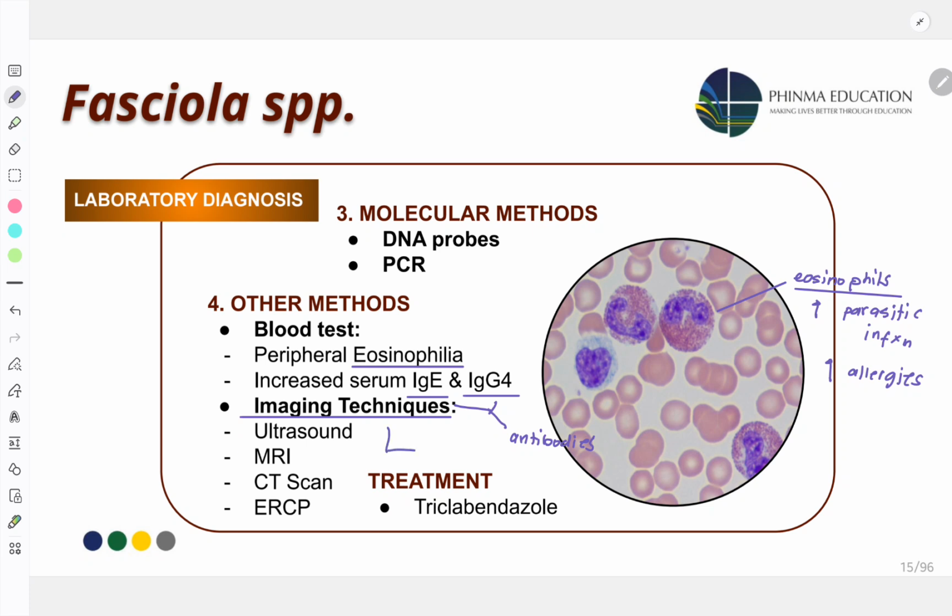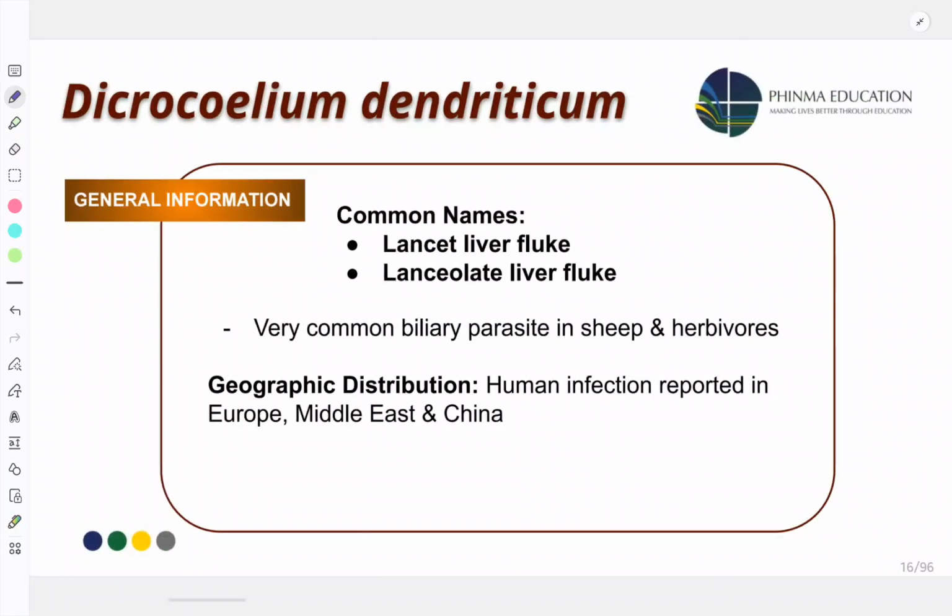What do you expect to find? Hepatomegaly, no? So when you do ultrasound, MRI, CT scan, or ERCP, unsa mo makita hepatomegaly or enlarged ang liver. So treatment is triclabendazole, no? So compared to the schistosoma, for all schistosoma they use praziquantel, but for your fasciola you use triclabendazole.